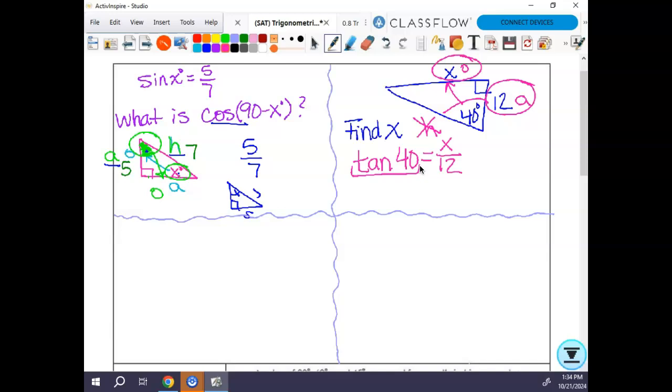All right, so basically I have some number is equal to a variable over a number. How do I get the variable by itself? Don't overthink this. Basic algebra, times 12. Don't start doing weird things because it says tangent in it, okay? All I care about, on the right-hand side, to get x by itself, I'm going to multiply both sides by 12. So this is going to give me x equals 12 times the tangent of 40.